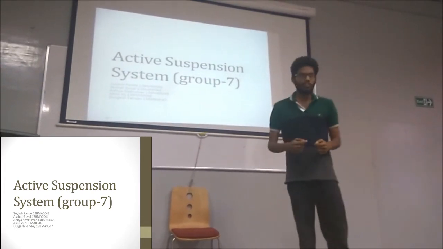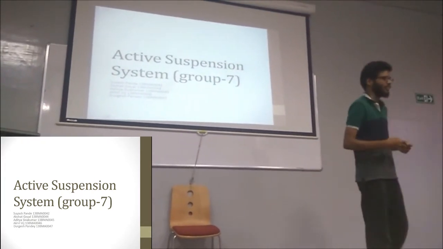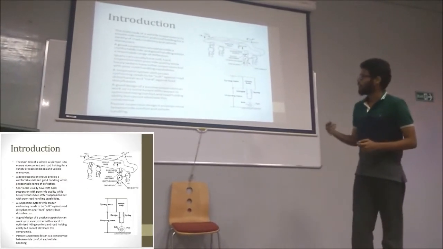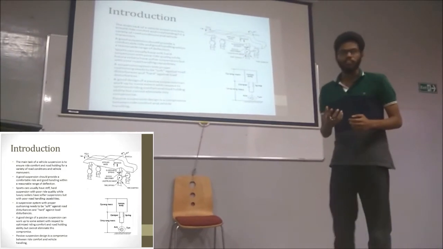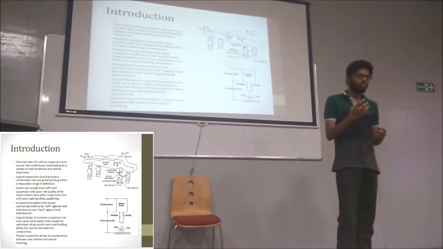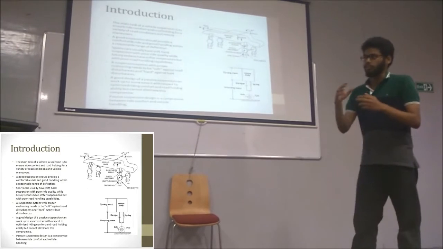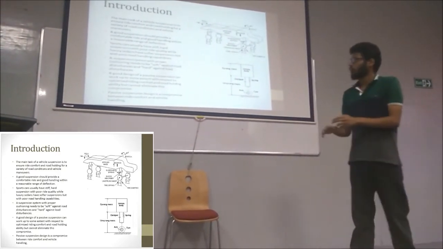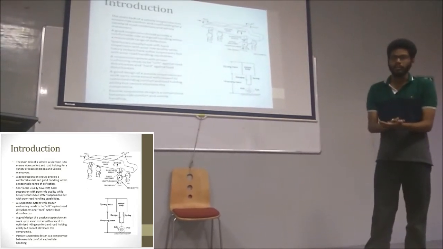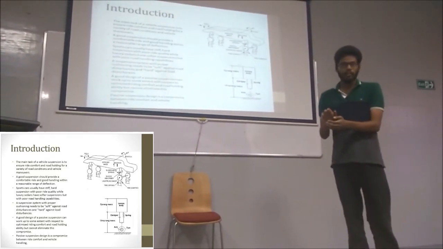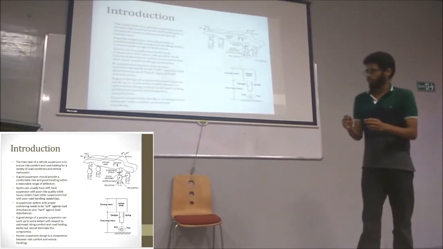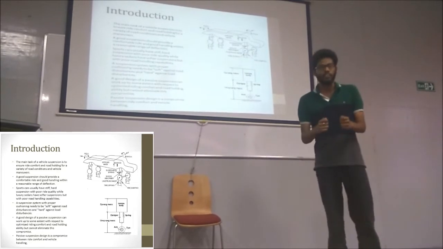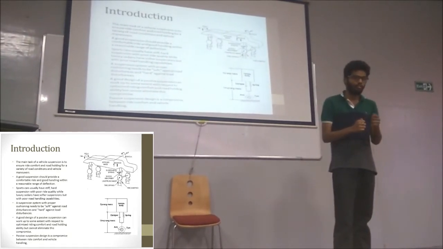Firstly, we need to know the requirement of a suspension system, or rather the function the suspension system needs to perform. The main task of a suspension system is to isolate the driver from the various shocks that the road provides, and also to maintain the tire contact between the road and the vehicle. So the suspension system is a compromise between comfort and riding stability.